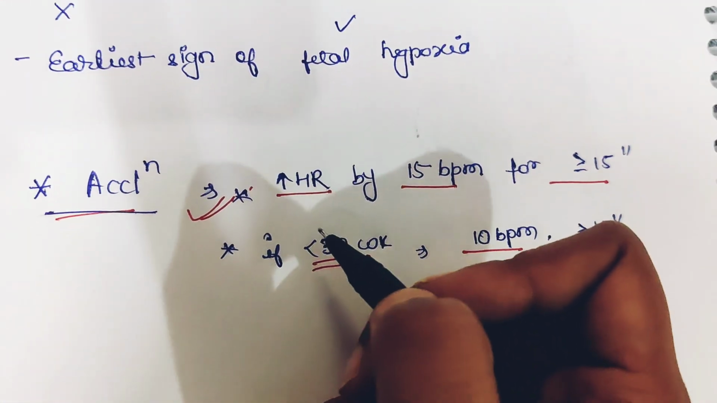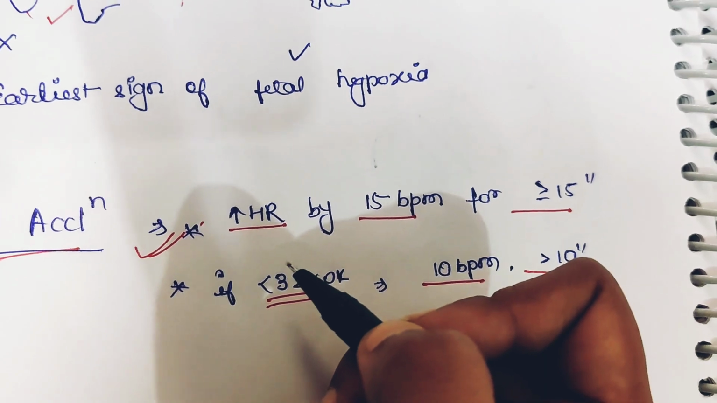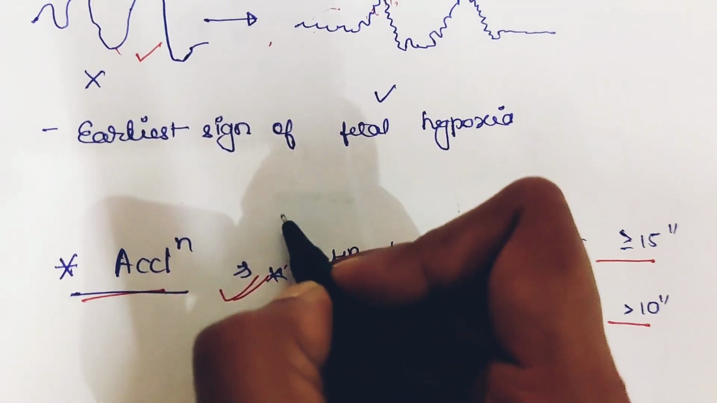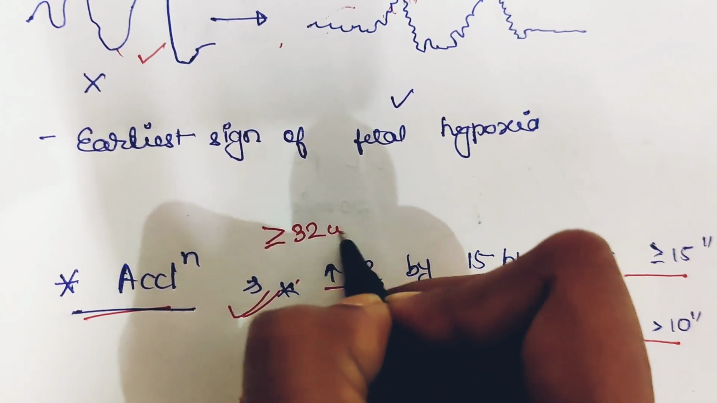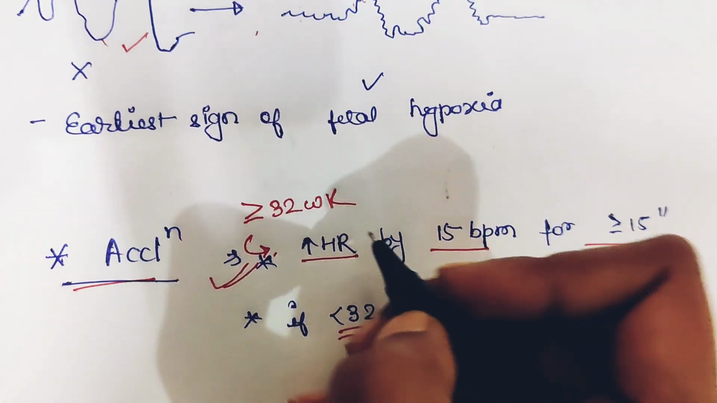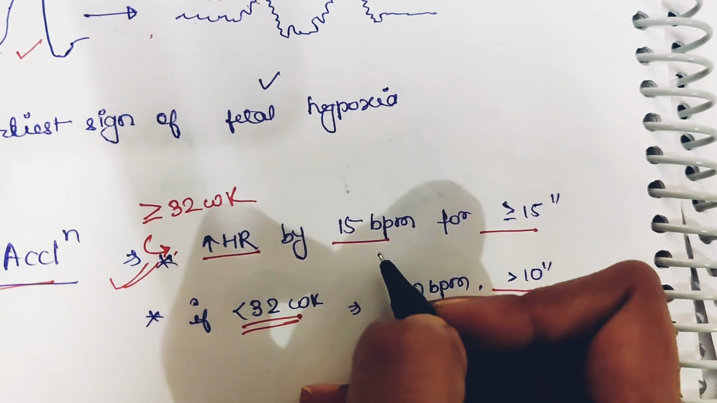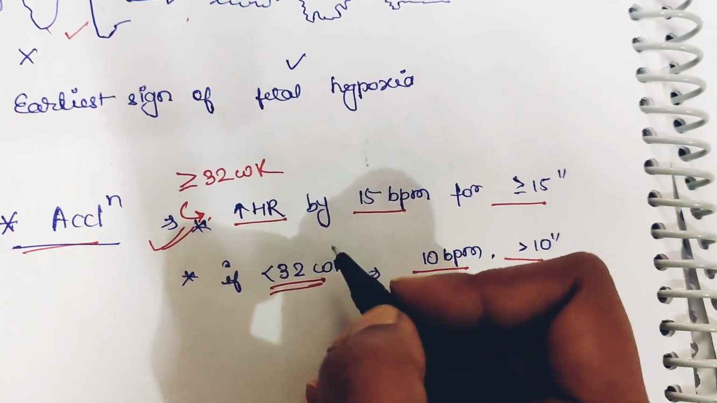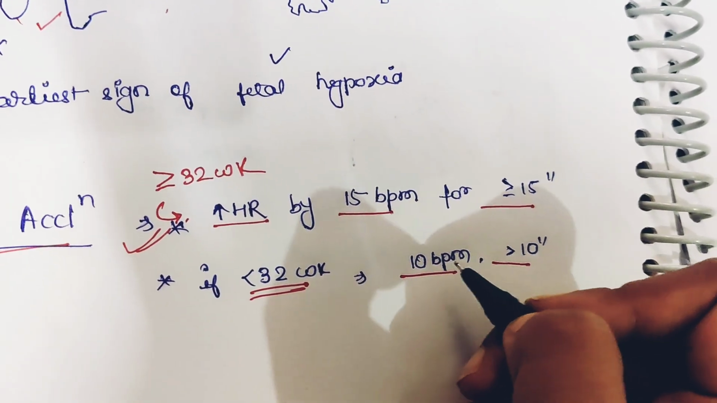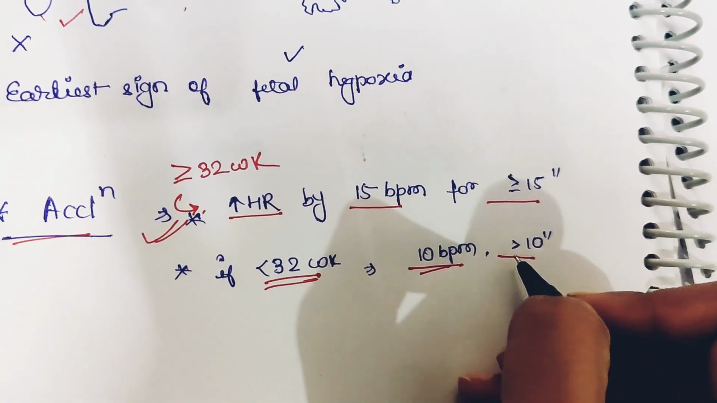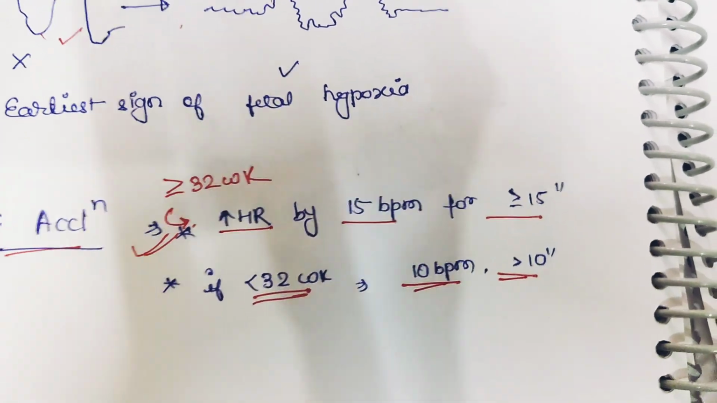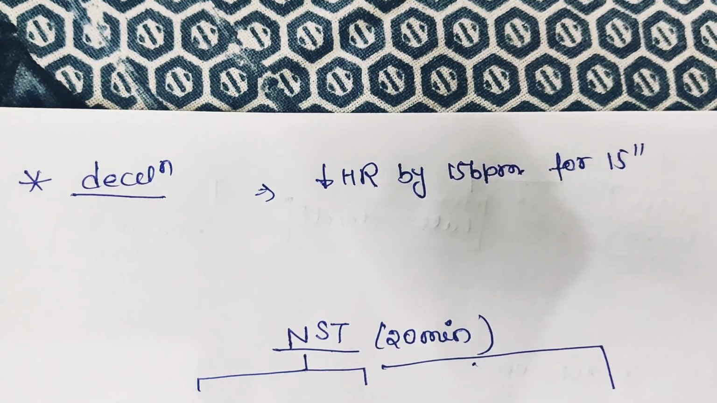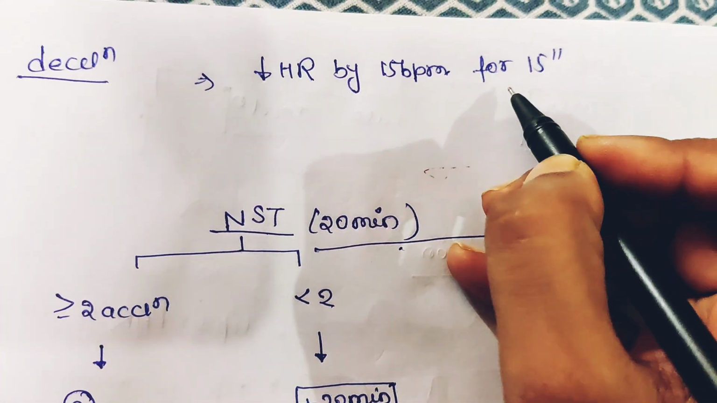Acceleration means there is an increase in heart rate by 15 beats per minute for at least 15 seconds. So if we are doing NST after 32 weeks, then this definition fits, like increase in FHR by 15 beats per minute for at least 15 seconds. But if we are doing NST before 32 weeks, this definition is changed to increase in FHR by 10 beats per minute for at least 10 seconds. And deceleration means decrease in heart rate by 15 beats per minute for at least 15 seconds.